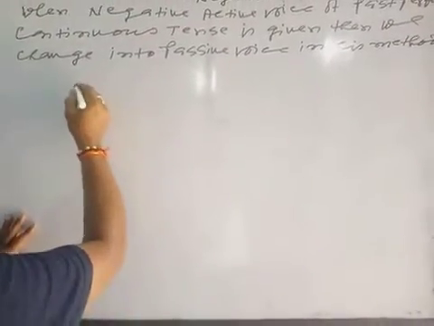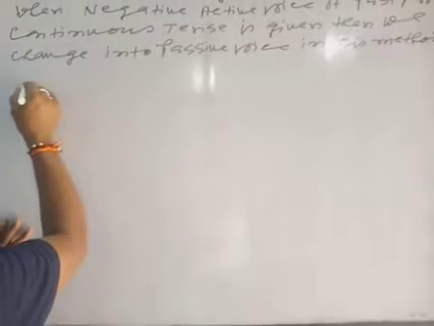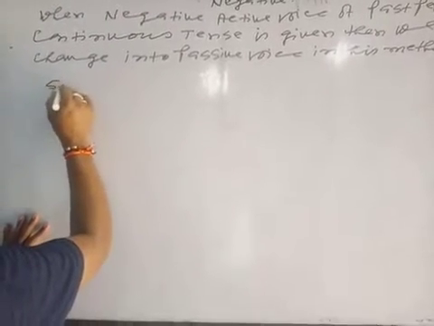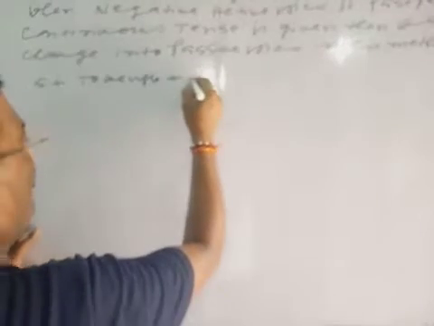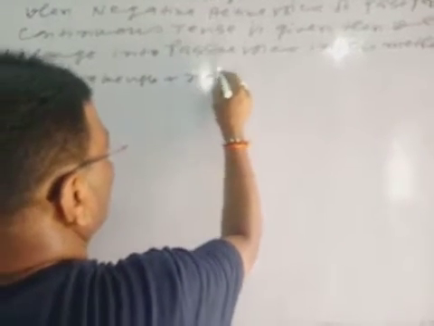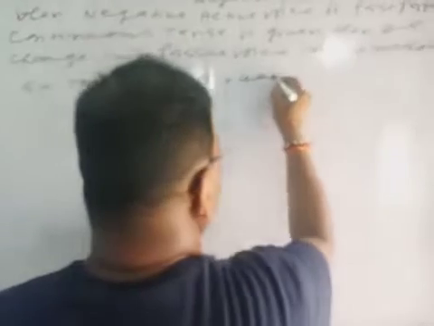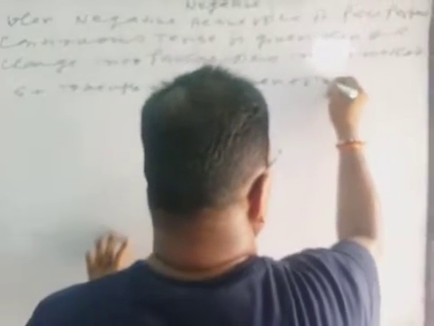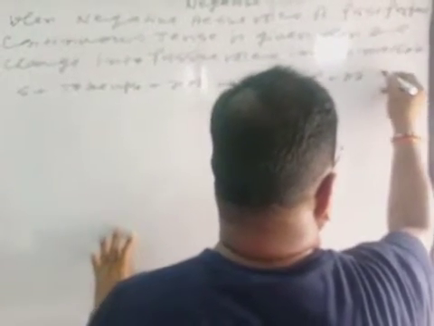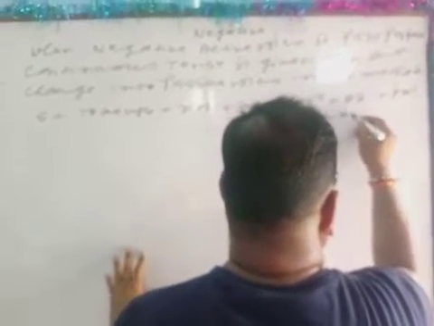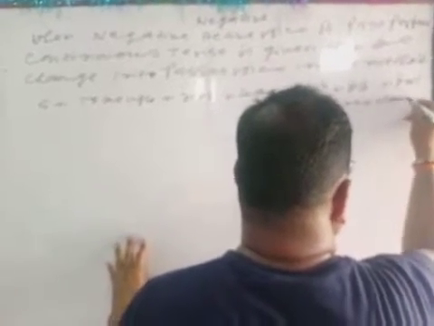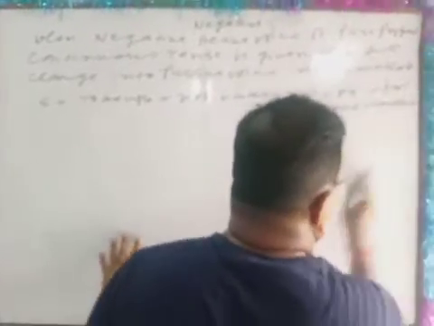Here is the structure of negative sentence. Subject, to be verb, not, been, before, object, for, since, complement, and then full stop.